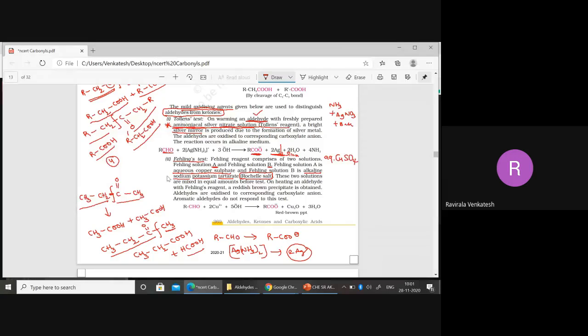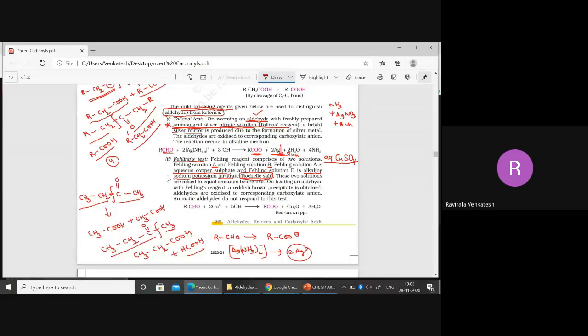In examination, nobody asks to write the molecular formula of this Rochelle salt. Simply remember the name: sodium potassium tartarate. Alkaline, because you are adding some base into this one. Collectively, Fehling solution A, aqueous copper sulfate, plus Fehling solution B, alkaline sodium potassium tartarate, is called Fehling solution. Now if you add these solutions in equal amounts to an aldehyde, then what happens?